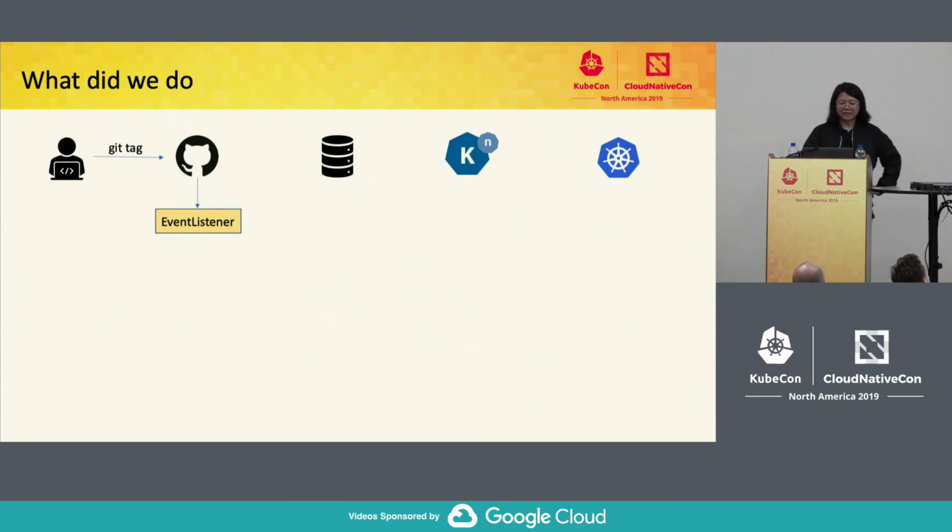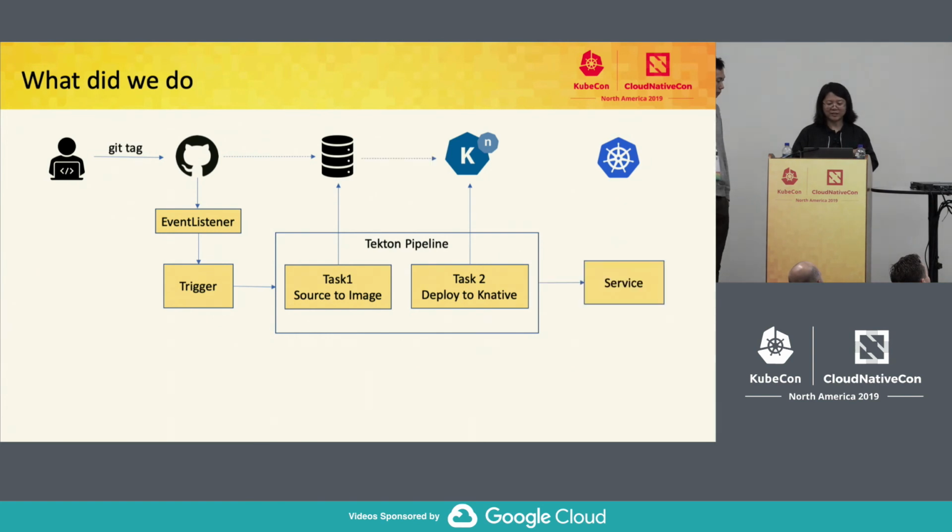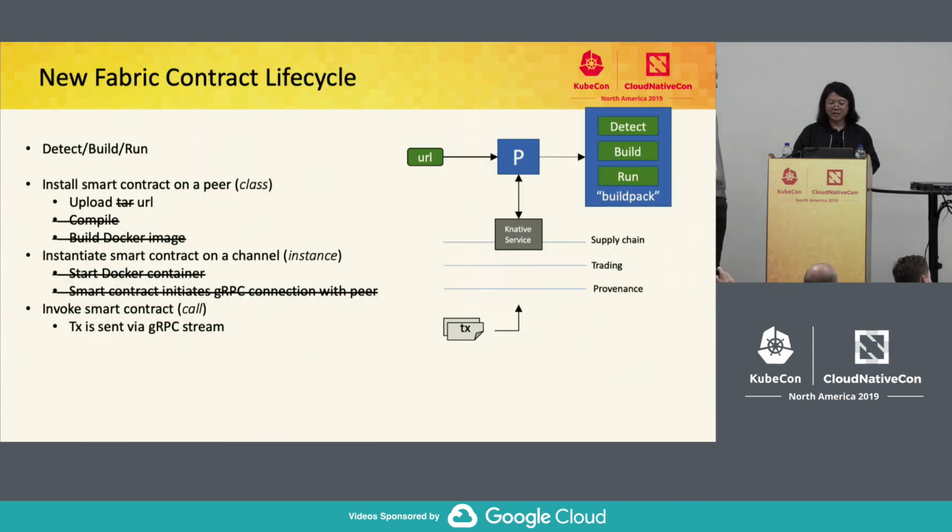When a user adds a tag to GitHub, the event message is sent to the event listener, and the listener will trigger a pipeline. There are two tasks in the pipeline. The first one is source to image. Source to image will build your GitHub source code into a Docker image and push the image to the image repo. And the second task is to deploy to a Knative service. So a Knative service will be created, and an endpoint will be exported. When we have the service and the endpoint ready, our Fabric contract lifecycle will change.